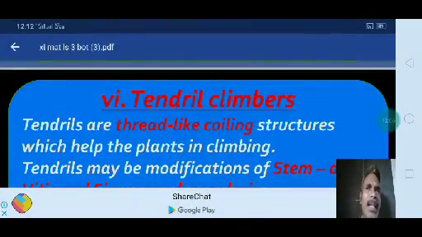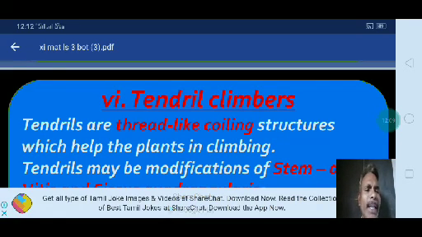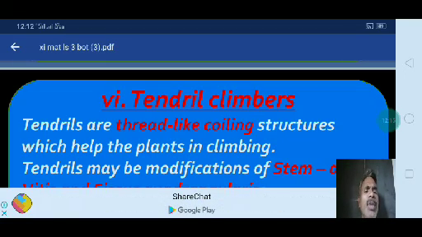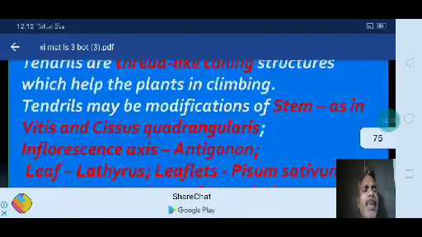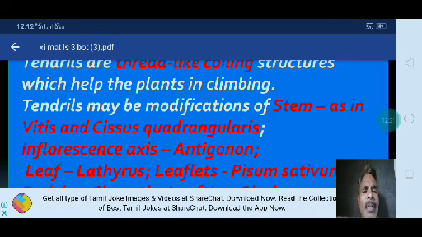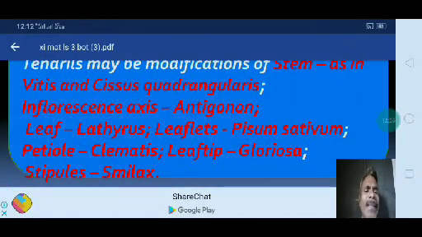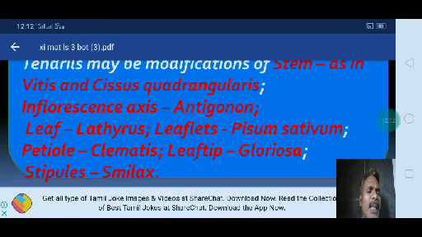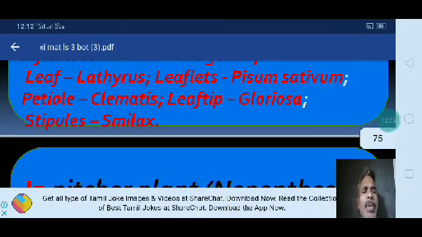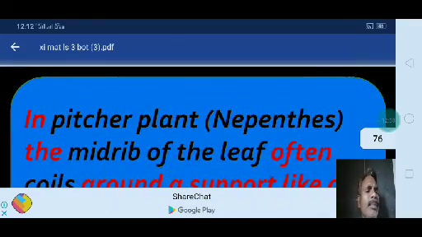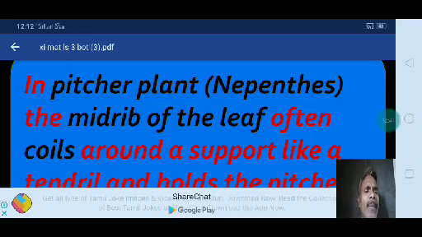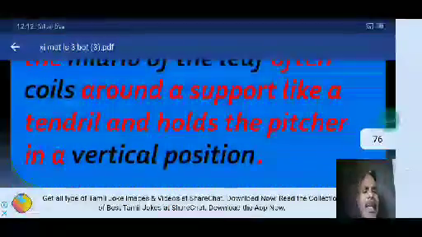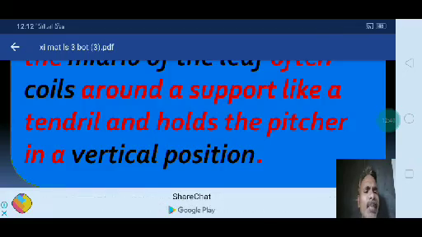Then tendril climbers. These tendrils are thread-like coiling structures which help the plants in climbing. They are mostly used for climbing purposes. Tendrils may be modified stem as in Vitis and Cissus quadrangularis. Inflorescence axis, Antigonon. Leaf, Lathyrus. Leaflets, Pisum sativum. Petiole, Clematis. Leaflet, Gloriosa superba. Then stipules, Smilax. Then in pitcher plant Nepenthes, the midrib of the leaf often coils around the support like a tendril and holds the pitcher in a vertical position.